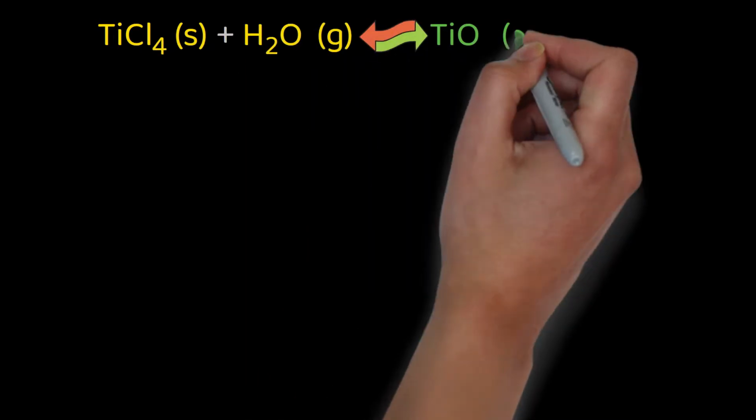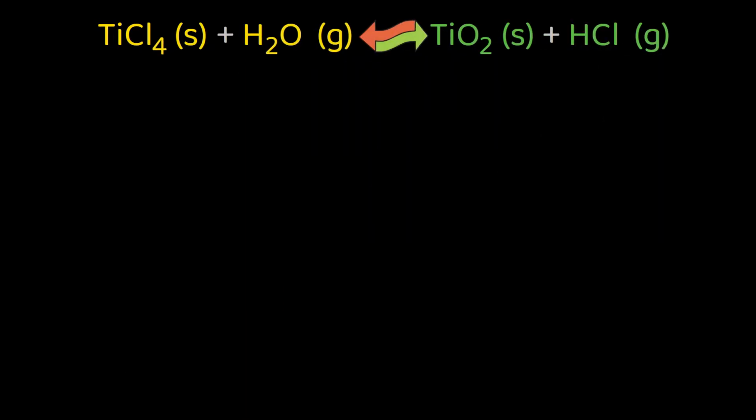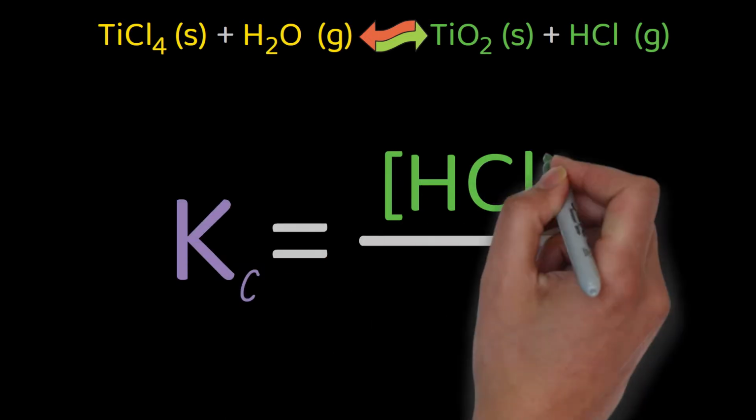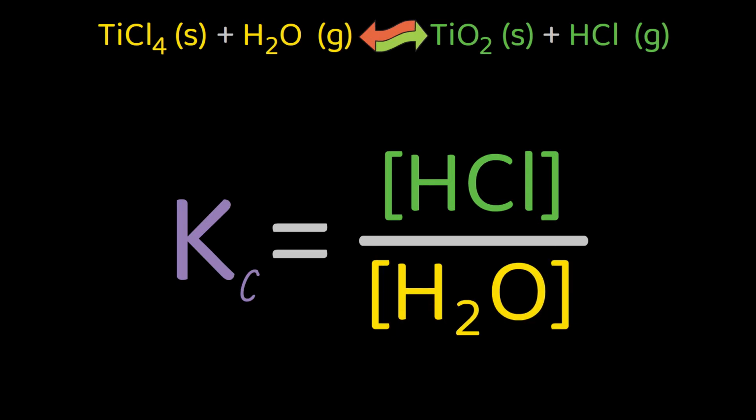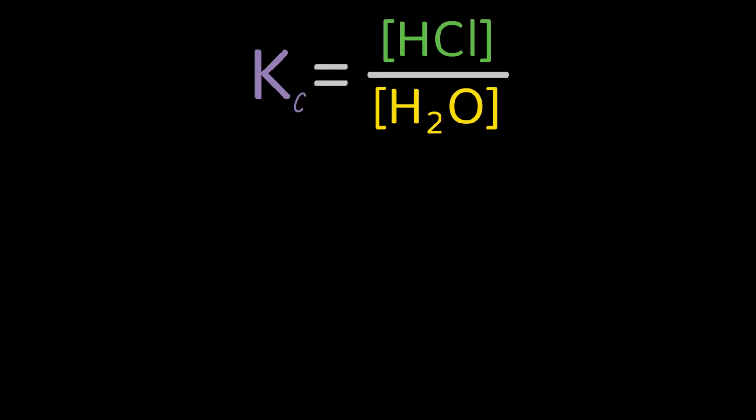This implies that substances that are not in the gas or aqueous phases will not be included in the expression for K. Thus, an equation that looks like this will have an expression for K that looks like this. Notice that the solid isn't included in the expression. We'll discuss solids and equilibriums later. For now, we can ignore anything that isn't a gas or aqueous.